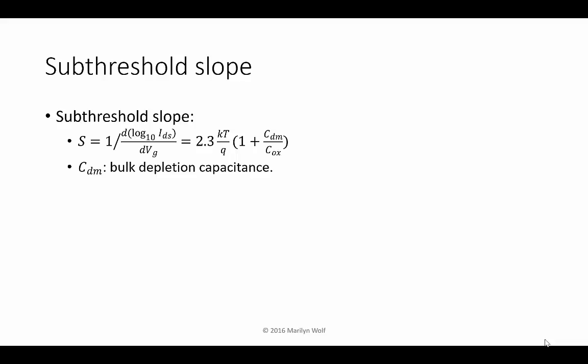It's defined as 1 over the derivative of the ratio of the log base 10 of the drain current to the gate voltage. S depends upon the ratio of the bulk depletion capacitance to the oxide capacitance. We want the subthreshold slope to be large because that means that the subthreshold current drops off quickly as we go below the threshold voltage.